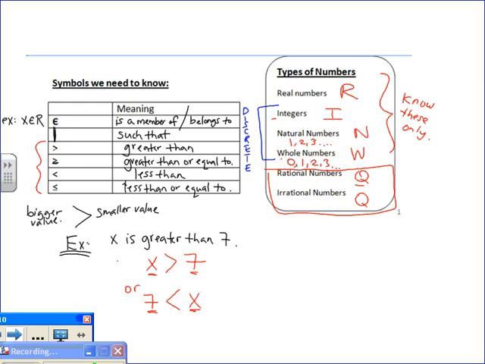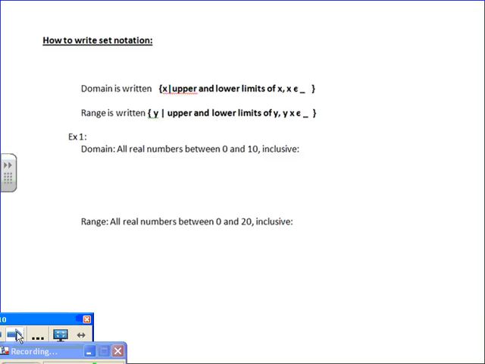Okay, let's go ahead and do some real examples here, putting it all together. So, how to write set notation. You're going to again write two sets of brackets, one for the domain and one for the range, and you start it off like this. We have a curly bracket here and a curly bracket at the end. And what we're going to say is x such that, so we put the x here first, that just tells us we're talking about the domain.